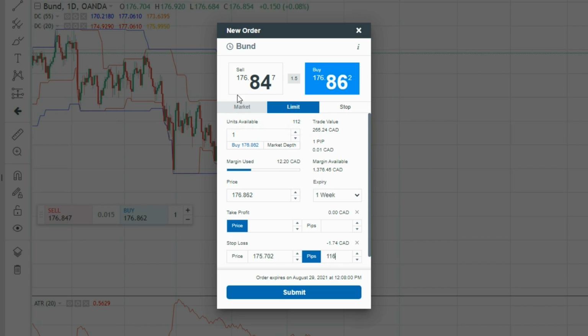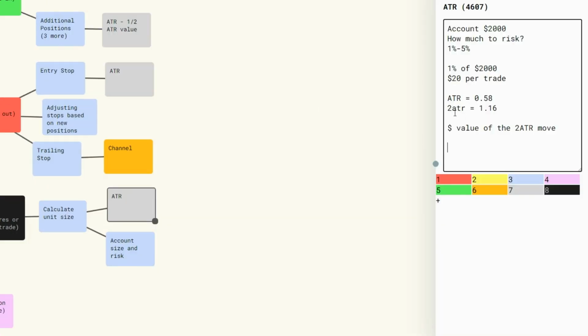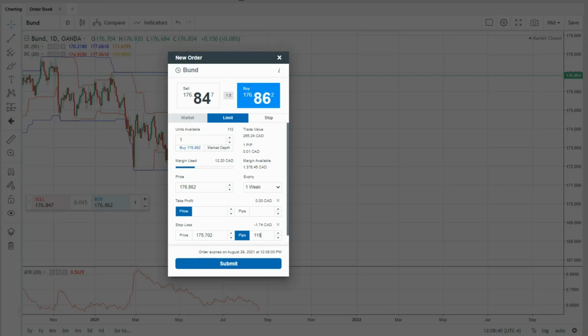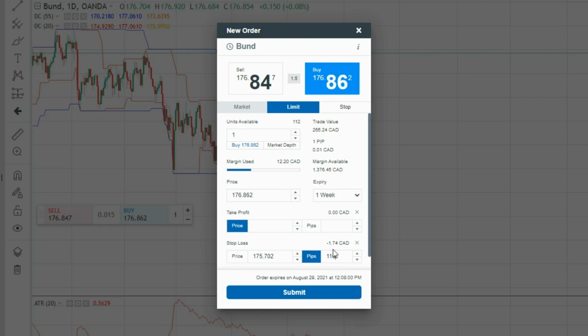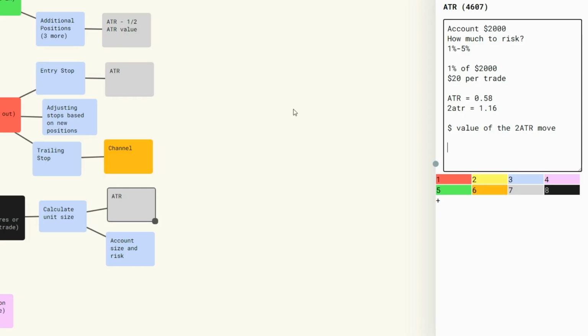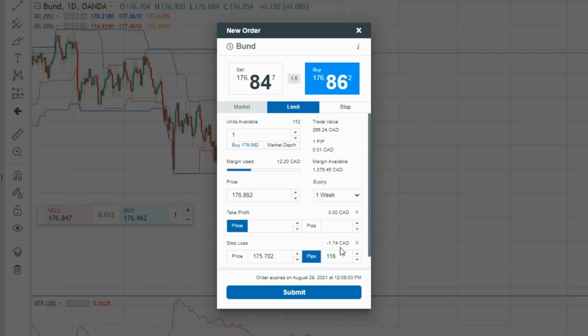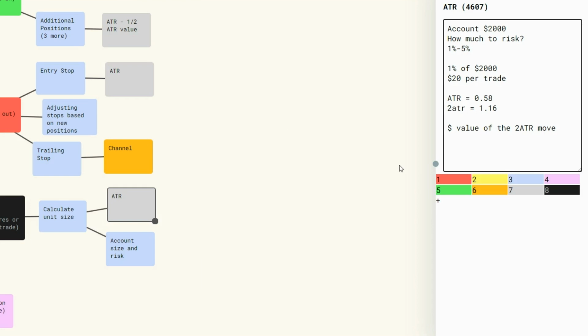1.16. So I'm going to put in 1.16. I put it in without a decimal because it's taking it in terms of pips, this is the pip level. So we see that for 1.16, which is the 2 ATR, right? 1.16 is the value of the 2 ATR, which will be our stop level. If we get hit at that, that's going to be $1.74 Canadian, which is the currency of my account. So the dollar value is 1.74.